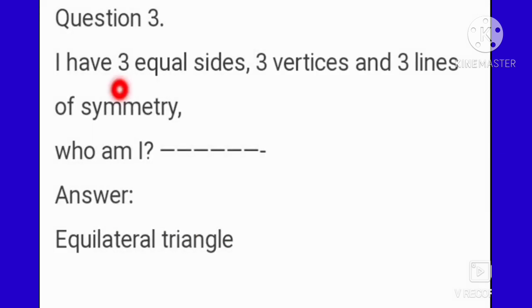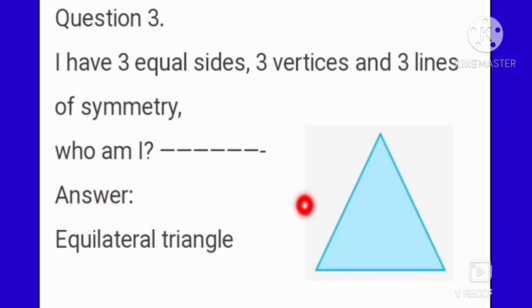Third question. I have 3 equal sides, 3 vertices and 3 lines of symmetry. So, it is an equilateral triangle. In an equilateral triangle, the 3 sides are equal and it has 3 vertices, 1, 2, 3. And the number of lines of symmetry is 3. 3 lines of symmetry are present in an equilateral triangle.